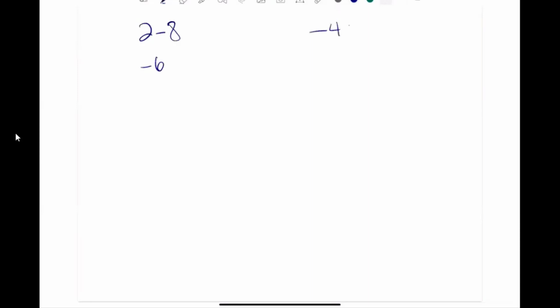Like -4 plus 7. Signs are different, so you're just going to subtract them. So it's going to be what number? 3, right? And then which number is farther from 0? The positive 7, so it's going to stay at positive 3. Isn't that kind of cute?